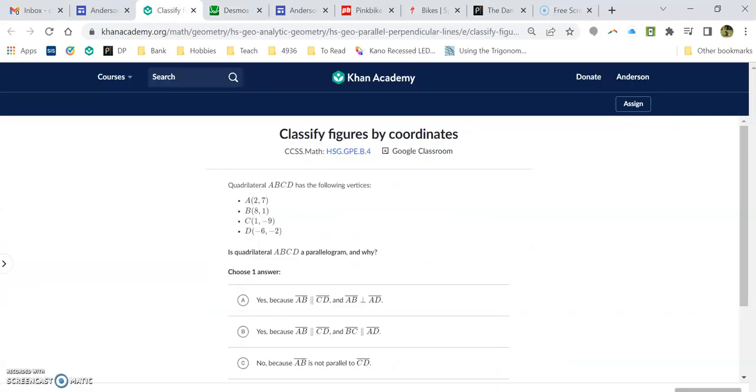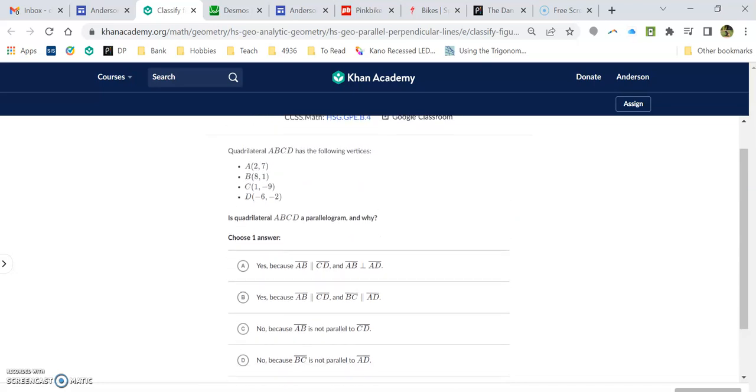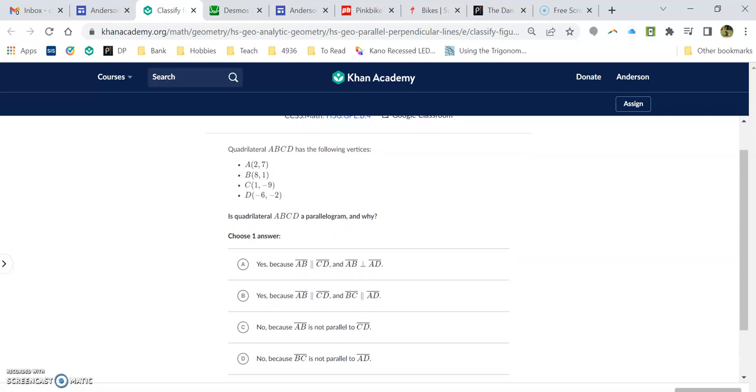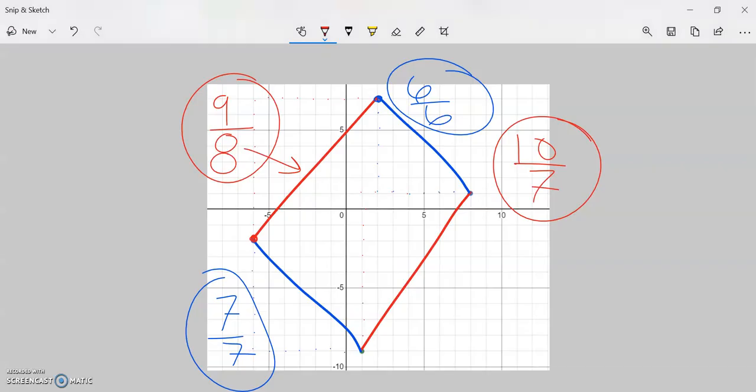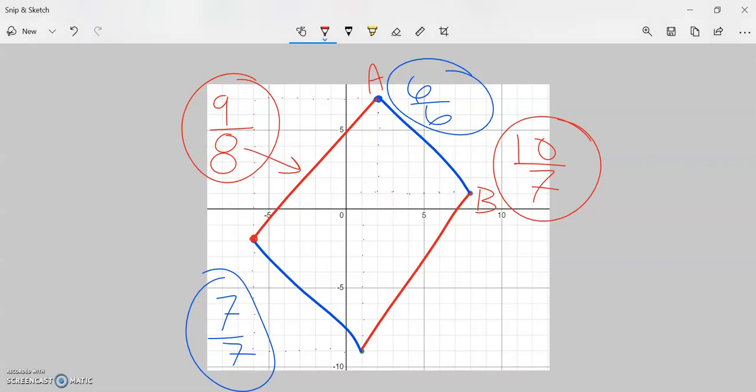So let's go back to the question. No, because AB is not parallel to CD. So I didn't label my points. So 2, 7, 8, 1. So 2, 7, so this was A. Then 8, 1, this is B. 1, negative 9. 1, negative 9. And this is C, and this is D.